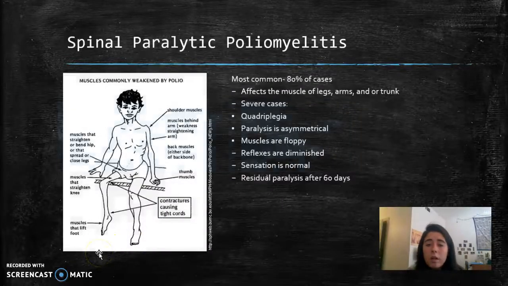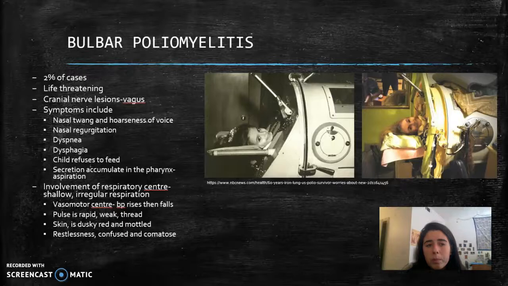Your muscles are floppy and your reflexes are diminished. Sensation is normal, and residual paralysis is present after 60 days. Bulbar poliomyelitis is about 2% of cases, and this can be life-threatening because it causes nerve lesions in your vagus nerve. Symptoms include nasal regurgitation, dysphonia, and dysphagia. Your child refuses to eat. And there is involvement of the respiratory center, so it causes irregular respiration.